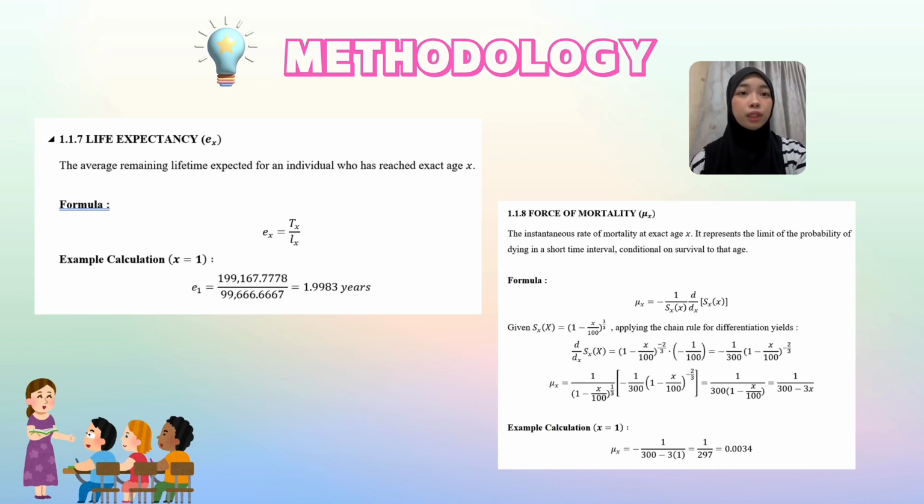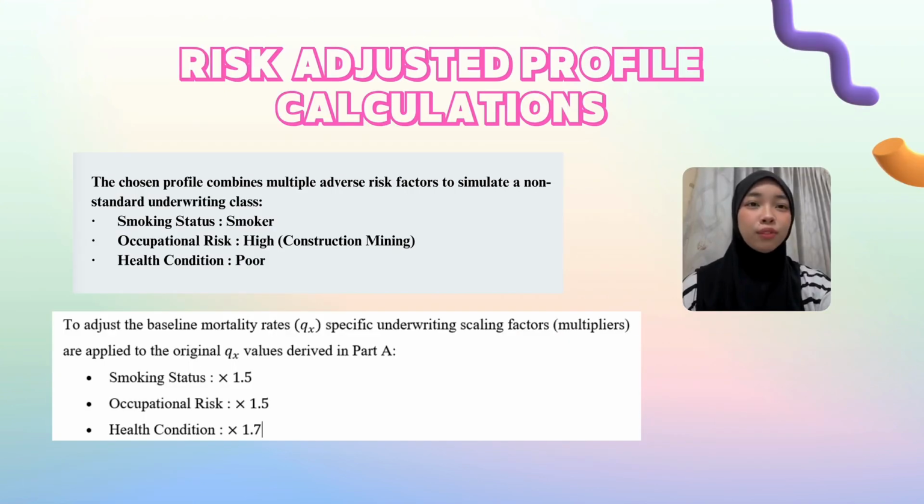Second, the force of mortality, Mux. This represents the instantaneous rate of mortality at an exact age x. It defines the limit of the probability of dying in an incredibly short time interval, conditional on survival to that exact age. Moving on to slide 7, we enter the next major piece of our analysis, risk-adjusted profile calculation.